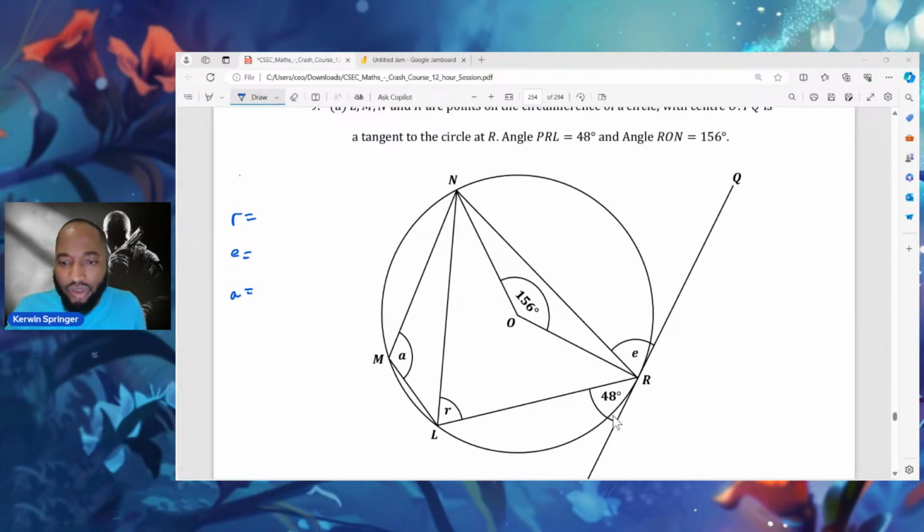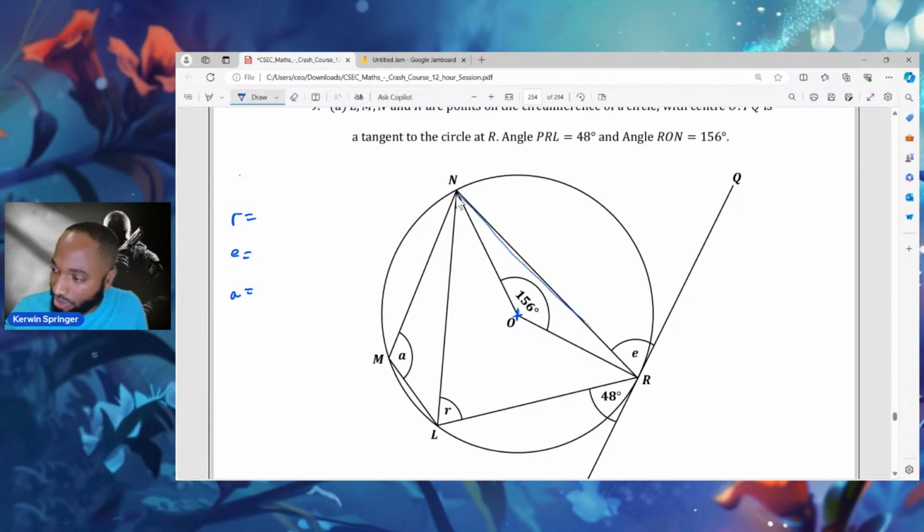The first one, the answer is R. What are we going to use to find R? What is the reason? Well, this is the term that deals with the center of the circle, common chord, and it went down to the circumference. So the angle at the circumference is half the angle at the center. So this is 78 degrees.